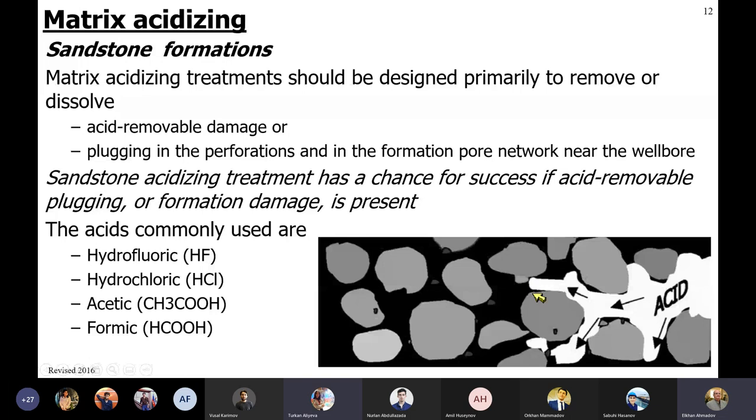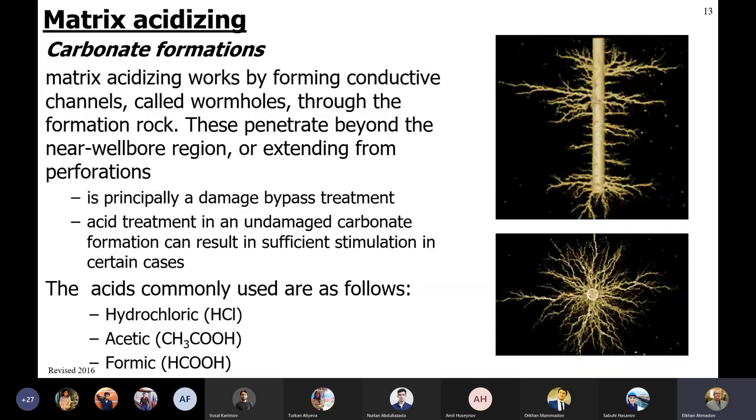Yes. Okay, in the carbonate formation, the aim is a little bit different, because carbonate formations consist of calcium carbonate, and it is very reactive with HCl and acetic and formic acids. As it gets in contact with HCl, it will dissolve the cementing material and create this kind of wormholes. This is the side view, and this is the top view of the same well. So you can see that this is the wellbore. Can you see the mouse?